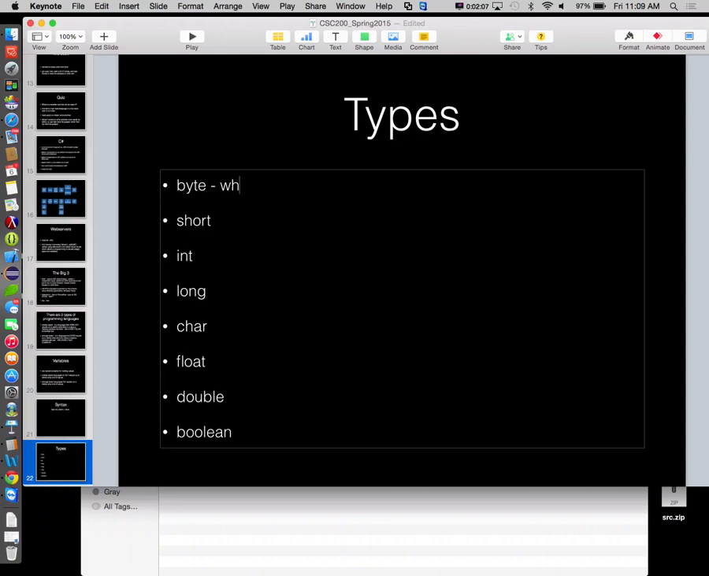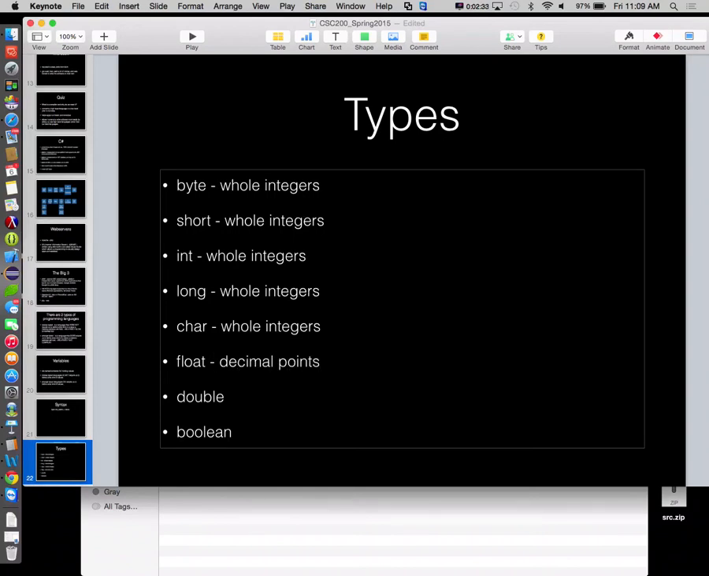Now bytes hold whole integers. It's the kind of value a byte holds. A short holds whole integers. An int holds whole integers. A long holds whole integers. A char holds whole integers. A float holds decimal point values. A double holds decimal point values. And a Boolean holds whole integers.